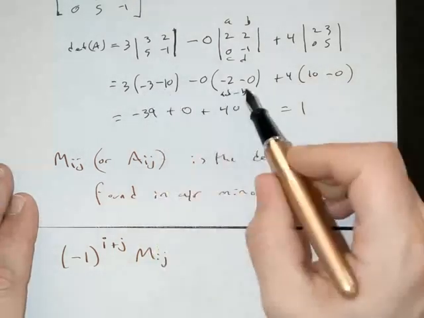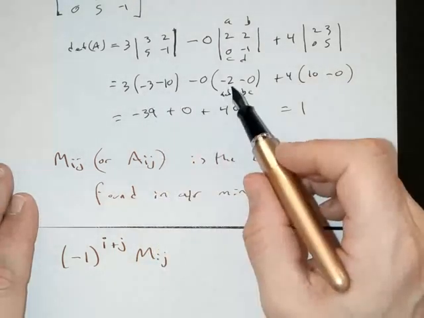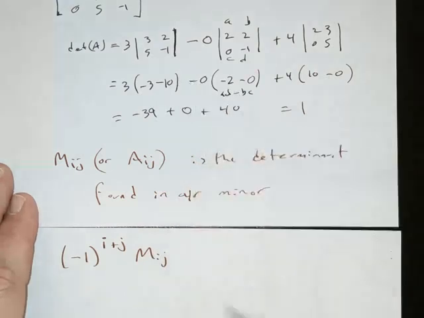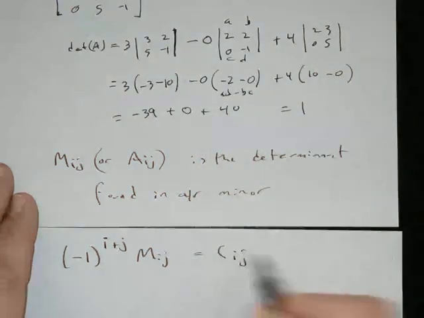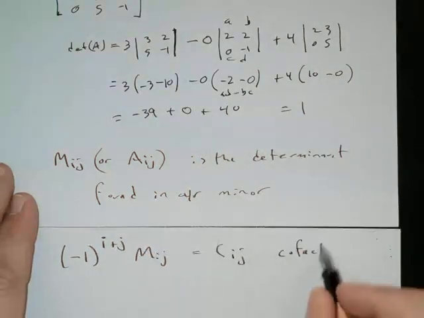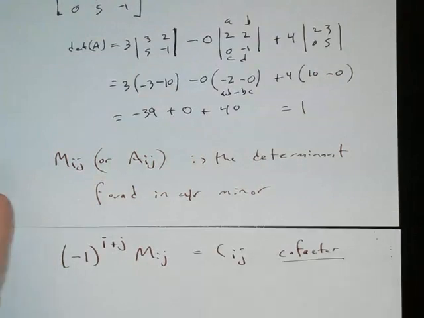1, 1, that's a plus. 1, 2, negative 1 to the third is a minus. We're going to call this Cij, the cofactor. And all it is is a plus or a minus stuck onto the minor. So you'll often hear this expansion called the expansion by cofactors and minors.